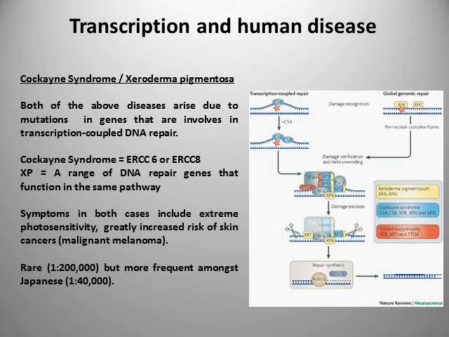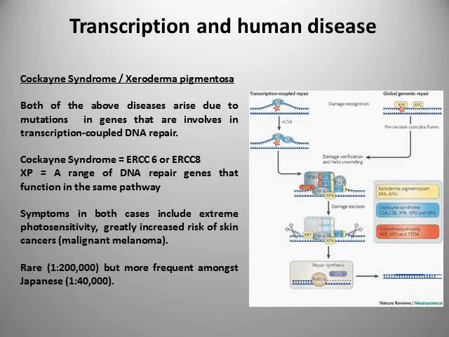The reason why different genes can give you the same disease is that the disease arises due to a loss of a particular pathway, rather than just one gene itself. And obviously all the genes which have mutated to give rise to xeroderma pigmentosa function within that same pathway. So in both cases, if you lose these DNA repair mechanisms that are coupled to transcription, the symptoms include extreme photosensitivity. Obviously UV damage to the skin is a major source of DNA damage. We talked about that in molecular genetics. And if you lose the ability to repair that, then you become very photosensitive, with a greatly increased risk of skin cancer, malignant melanoma, etc.